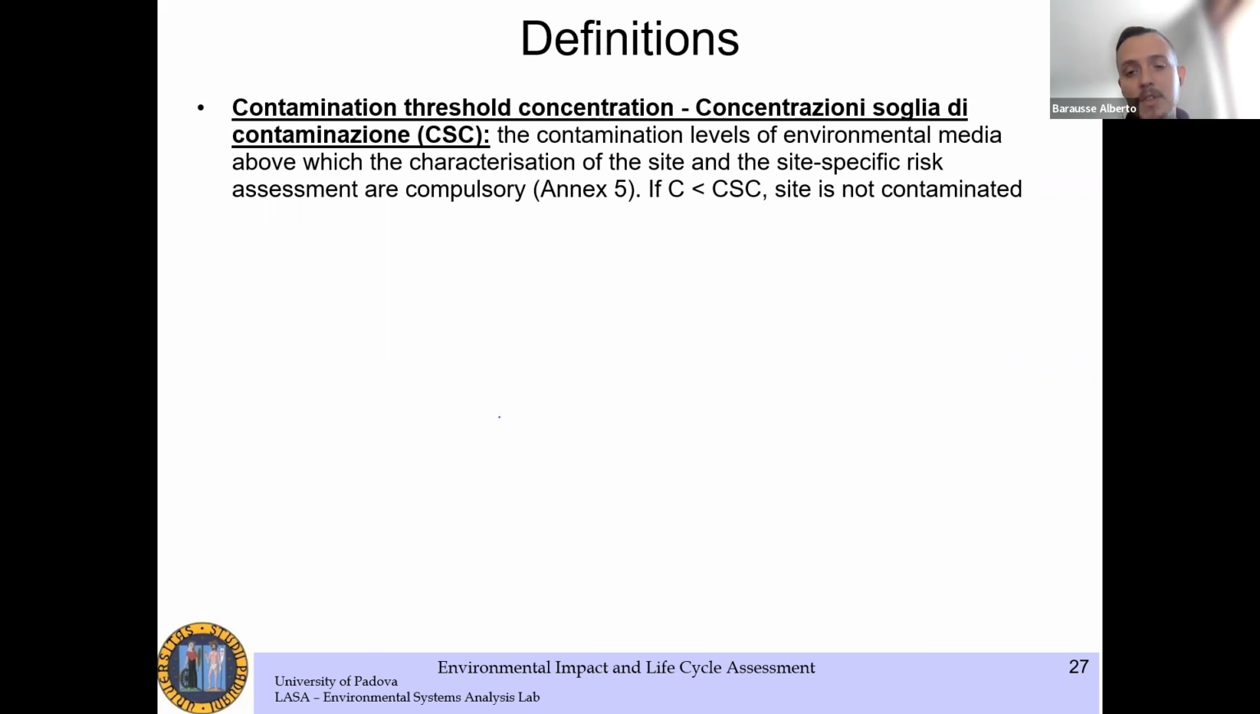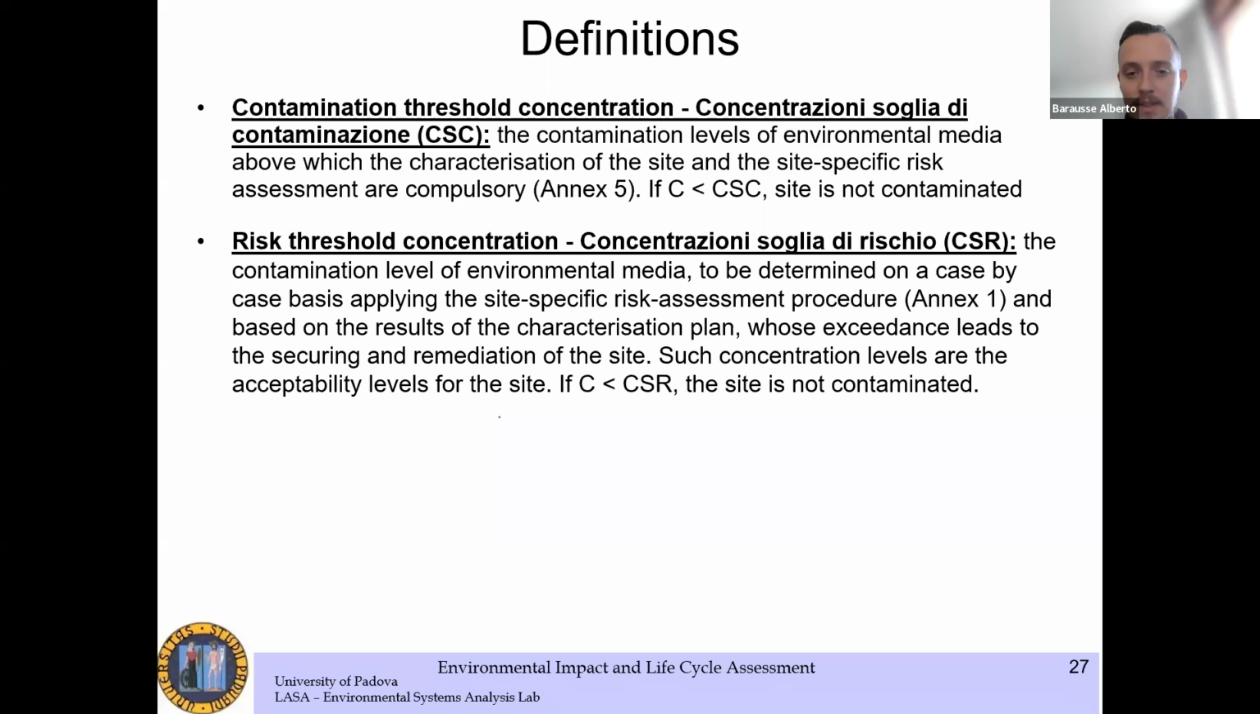So these are the contamination levels of environmental media, and by media I mean water, soil, and so on, above which you should characterize the site and make a site-specific risk assessment. So if your concentration measured in the environmental medium, for example the soil you're dealing with, is lower than CSC, according to Italian legislation, the site is not contaminated. If the concentration is higher than CSC, you carry out a risk assessment for that site.